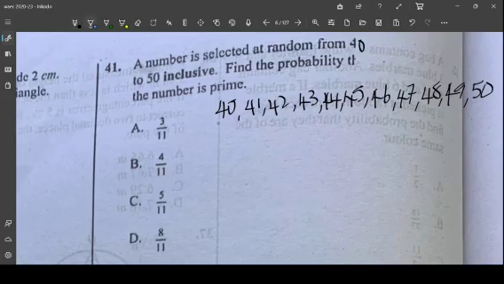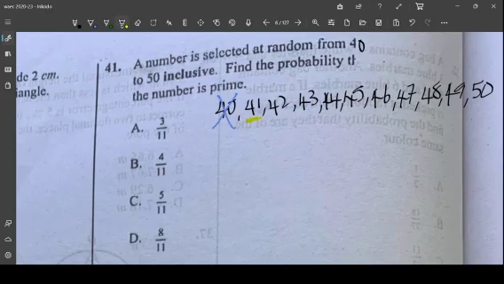40. Is it a prime number? No. Because apart from 1 and 40, 2 can go into 40. 4 can go into it, 5 can go into it, 8 can go into it, 10 can go, 20 can go. It's not a prime number. It's not what we need. Let's look at 41. Is there any number that can divide 41 apart from 1 and 41? No. So 41 is a prime number we need.